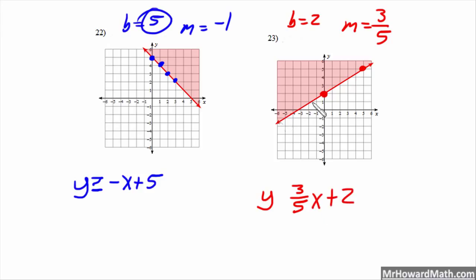Now put the symbol in. So it's solid and shaded above. So that would be greater than or equal to, again, same as the previous problem. So that's it for the review.